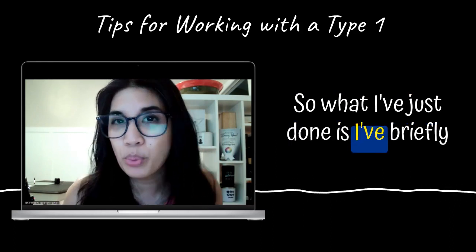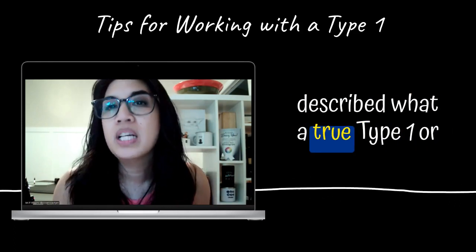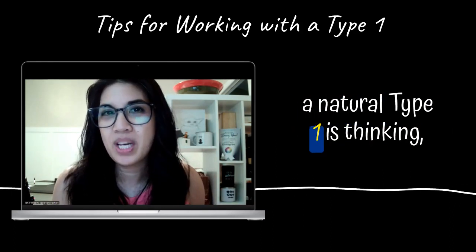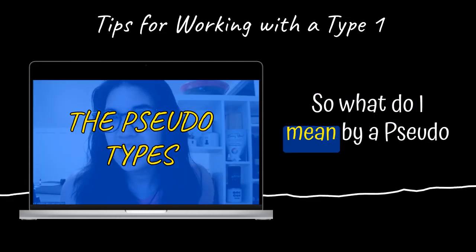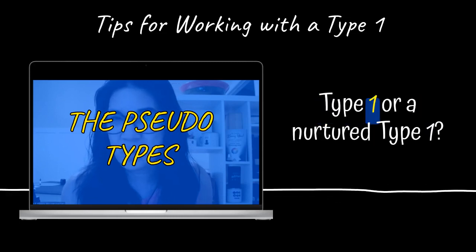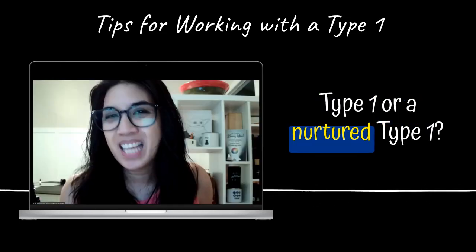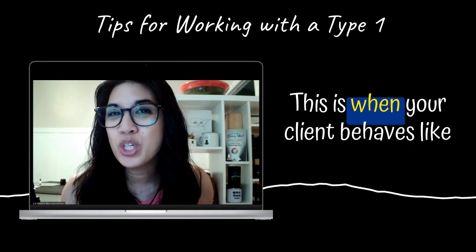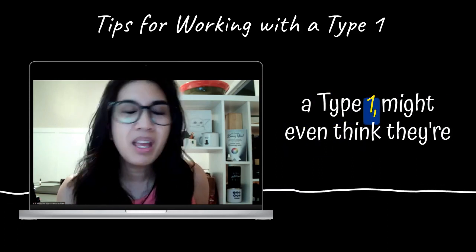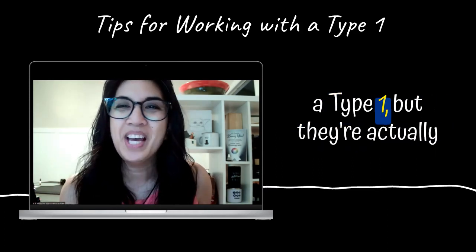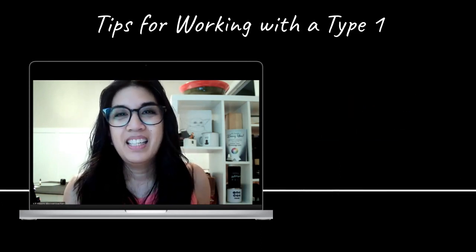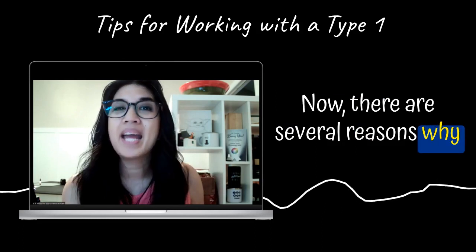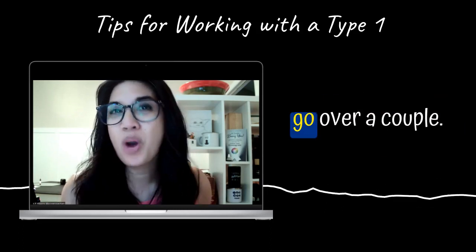So what I've just done is I've briefly described what a true type 1 or a natural type 1 is thinking, feeling, and doing. So, what do I mean by a pseudo type 1 or a nurtured type 1? This is when your client behaves like a type 1, might even think they're a type 1, but they're actually not a type 1. Now, there are several reasons why this might happen, and I'm going to go over a couple.